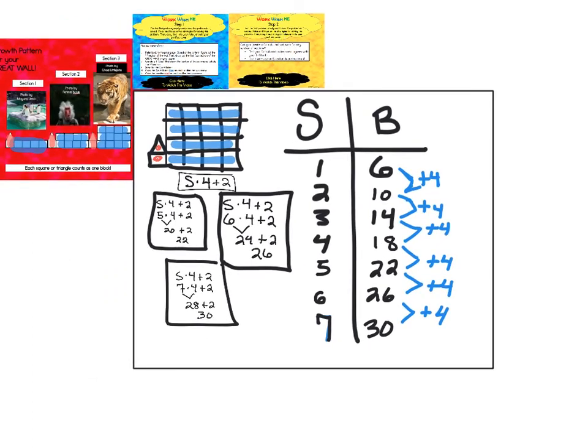So what I'd like you to do right now is go ahead and pause the video. Make sure that you write this formula right here. I'd like it right underneath the figure number 4, because that way you can see S times 4 is the blue portion, and then the plus 2 is your constant, the red right here. And then copy down your 3 tests for section number 5, section number 6, and section number 7.